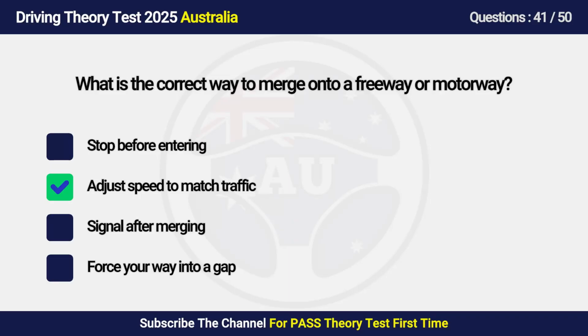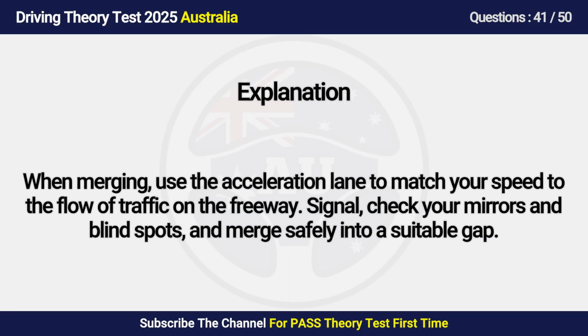Answer is B. Adjust speed to match traffic. When merging, use the acceleration lane to match your speed to the flow of traffic on the freeway. Signal, check your mirrors and blind spots, and merge safely into a suitable gap.